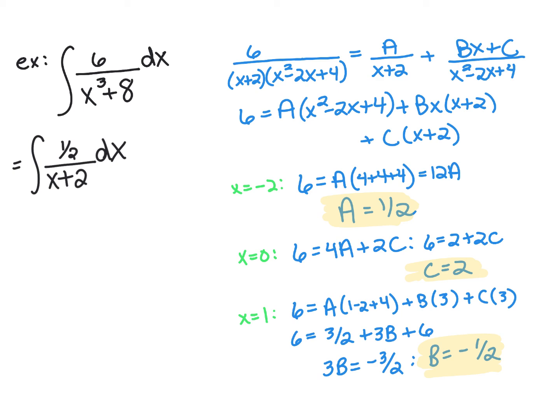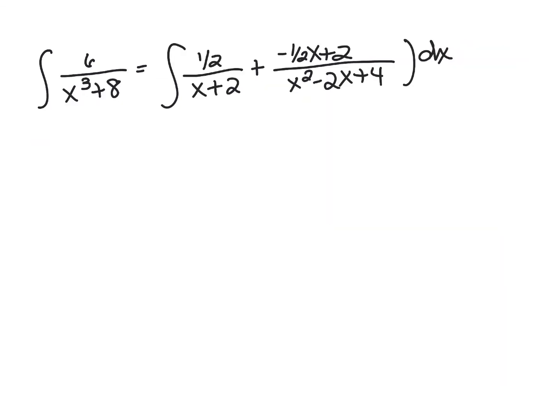So I have minus 1/2 times x. Okay, let's not split it up. Let's see what happens. Minus 1/2 x plus 2 over that quadratic factor that doesn't factor itself. And this guy right here is going to be nasty. We're going to have to split it up, and we're going to have to do a lot of manipulation to be able to do this integral. So we're going to continue this on the next page.